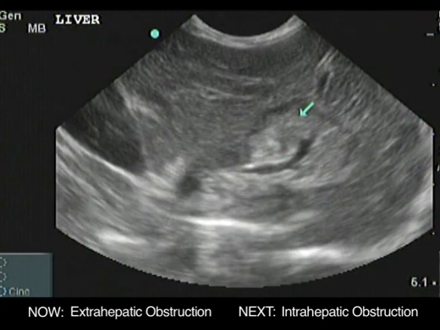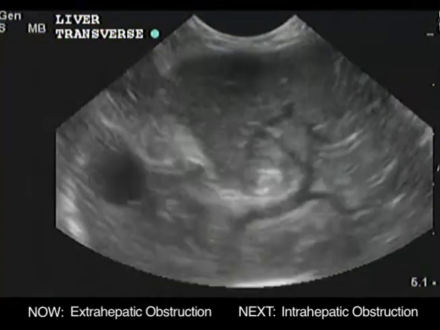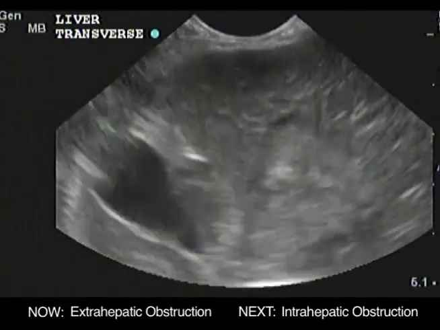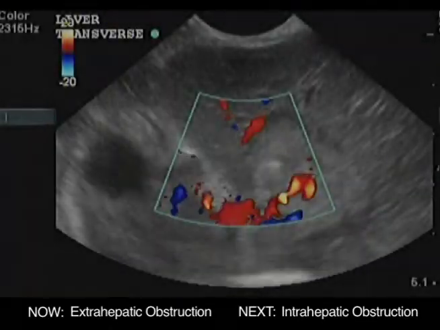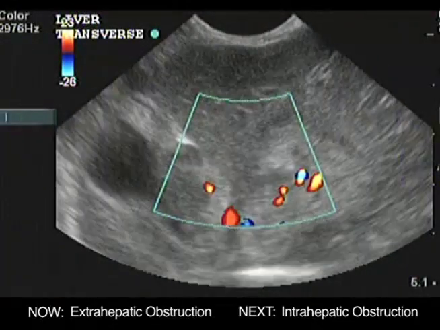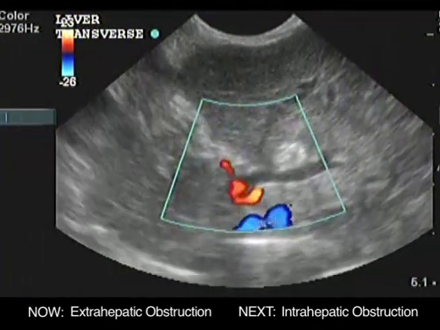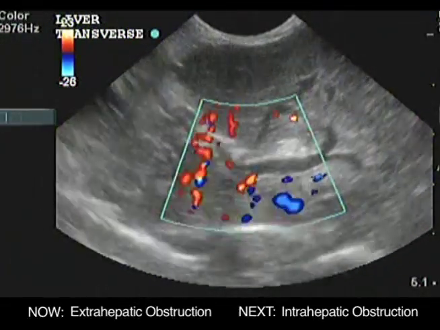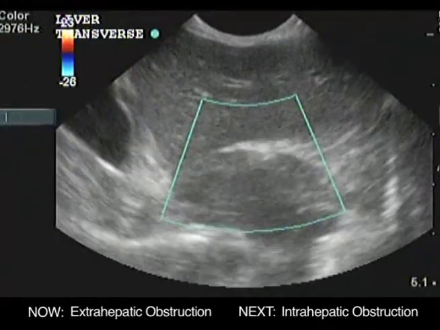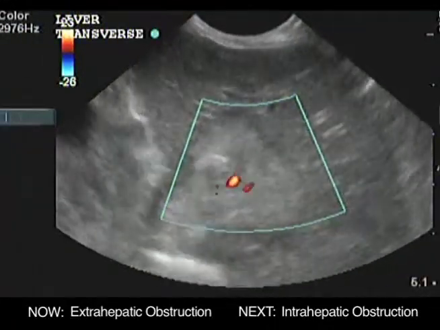Bile is produced by the liver, but flows to the duodenum to help digest fats. Retention of bile within the liver causes liver damage. Dilated intrahepatic bile ducts do not show color with color flow Doppler. In this video, the color is in the blood vessels beside the intrahepatic bile ducts.